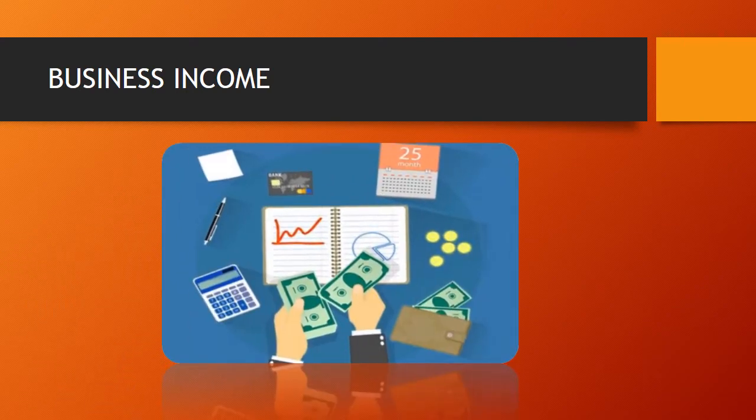Business income. Business income is money that is earned or received by a business. This money can be earned through selling goods, offering a service, or even investing money. In the following slide, we'll be speaking about the different types of business income.